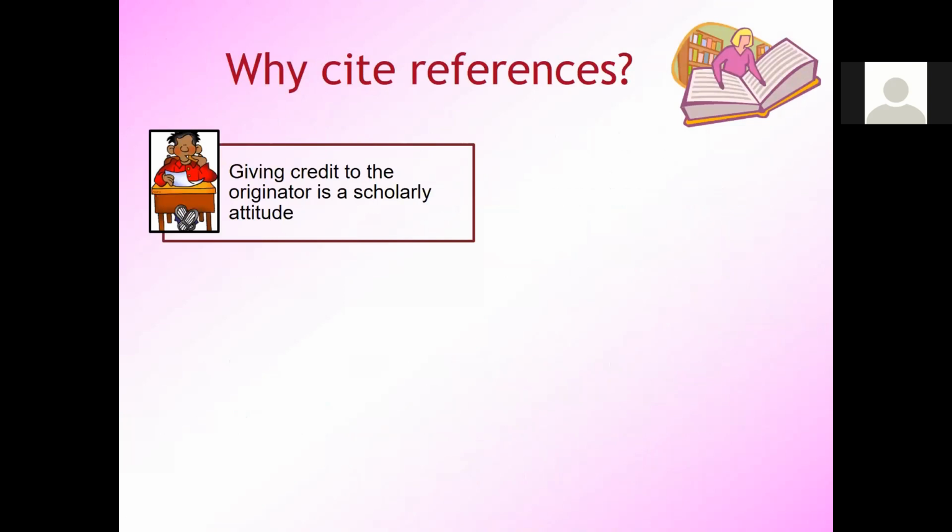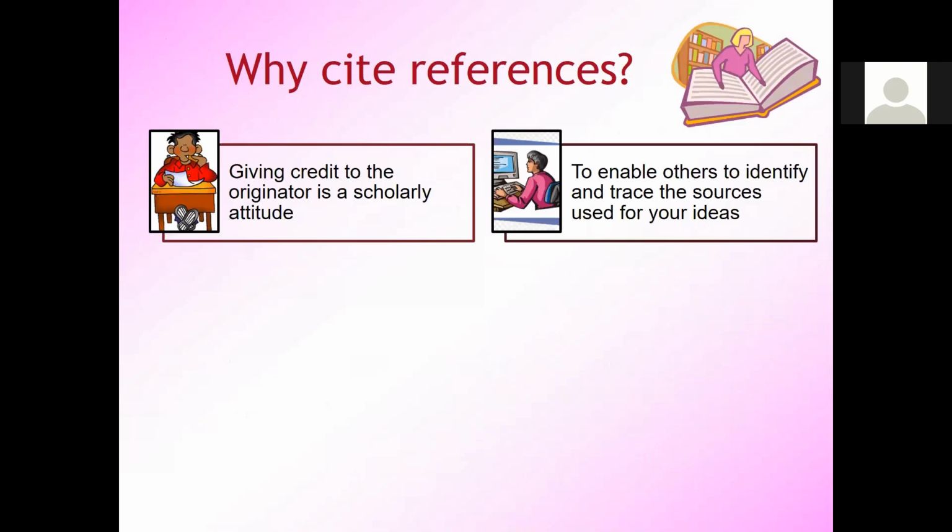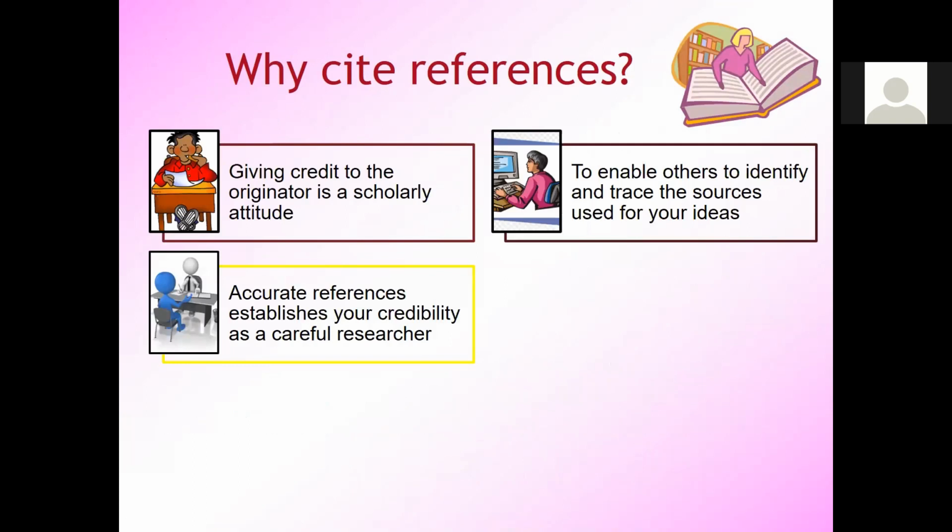So why do you cite references? Because giving credit to the originator, this is a very scholarly attitude. You enable others to identify and trace your sources, which you have used for your ideas. Somebody else has said that, then you're acknowledging them. And accurate references establish your credibility as a careful researcher.